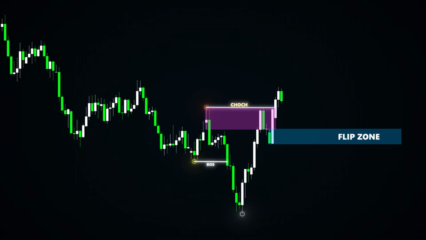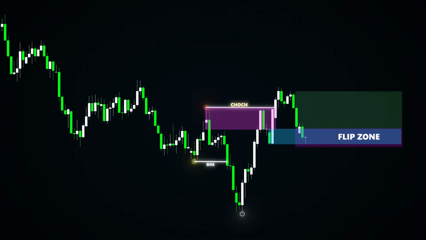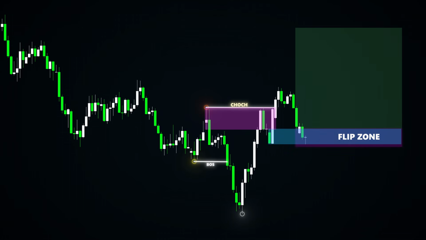So, what's next? Simple. We mark that zone. Why? Because if price pulls back into it and we get the right confirmation, that becomes our high probability area to look for longs. Clean, precise, and powerful. As long as you're patient enough to wait for that clear failure from supply and real strength from demand.